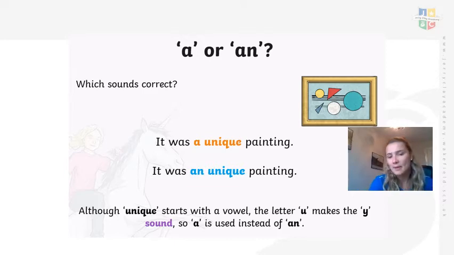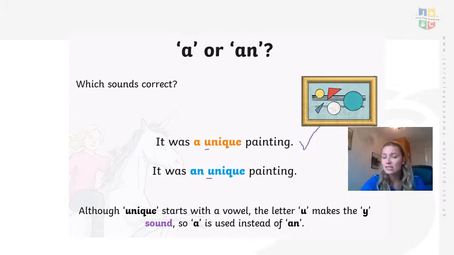So, it was a unique painting, or it was an unique painting. Now this is where sometimes the rule doesn't always work, because we know unique starts with a U. So you would think that the word before it would be an, because U is a vowel. However, it doesn't always, because the letter U makes a Y type of sound. We would need to use a instead of an, because if you read the sentence, it was a unique painting, or it was an unique painting, you can see that a unique painting makes more sense and sounds correct.